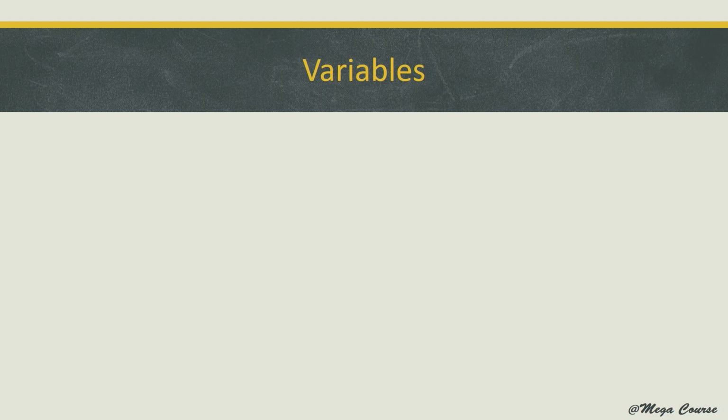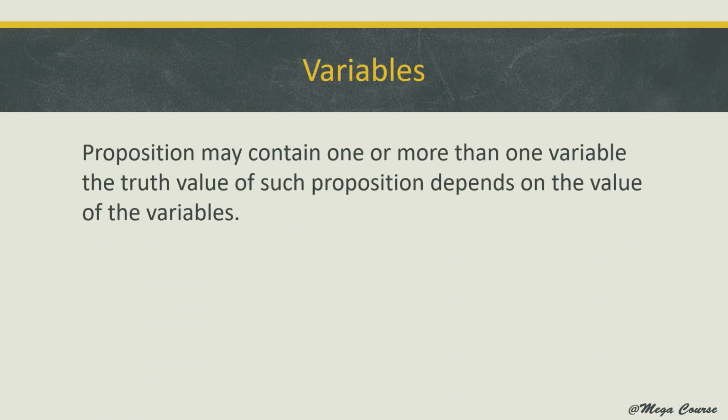Now the second point, which is variables. Let me pick up this laser pointer. A proposition may contain one or more than one variable. The truth value of a proposition that contains one or more variables depends on the value of each variable it contains. Let's see an example.